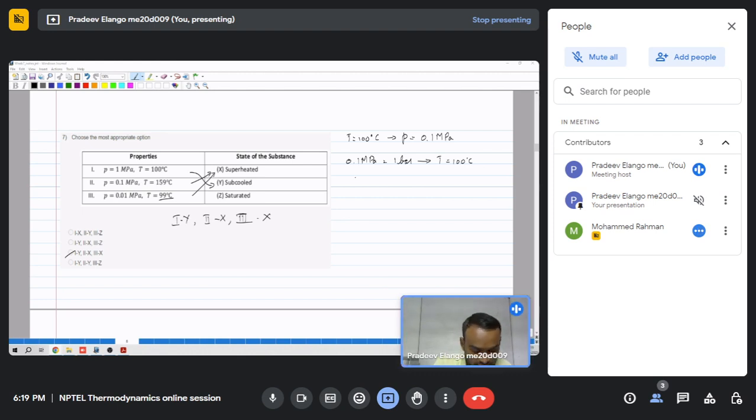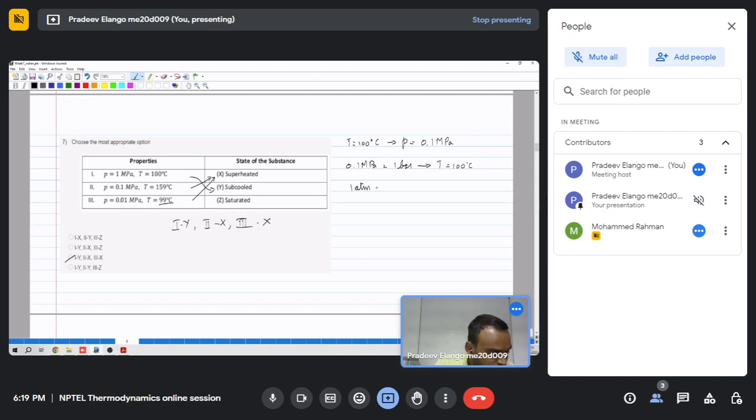Okay, here in this case we know at 1 atmosphere the boiling temperature or the saturation temperature is 100 degrees Celsius. So this is approximately equivalent to 1 bar, and that is equal to 0.1 megapascal. Using this information itself we can solve this entire problem. So for the first case, if the temperature is 100 degrees Celsius the saturation pressure is 1 bar or 0.1 megapascal. Any pressure more than that means it is at subcooled state. You can understand this, right?